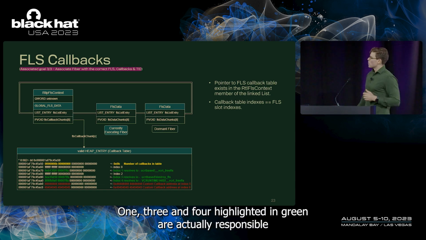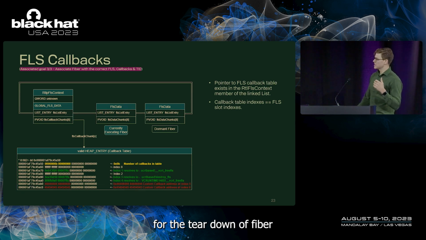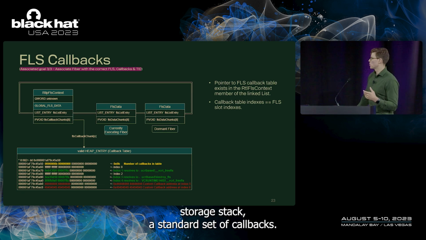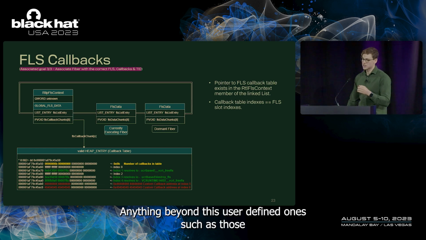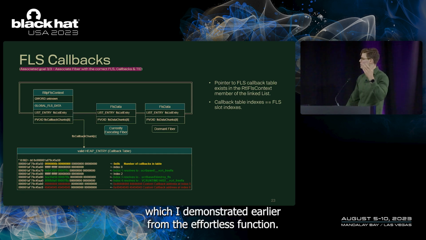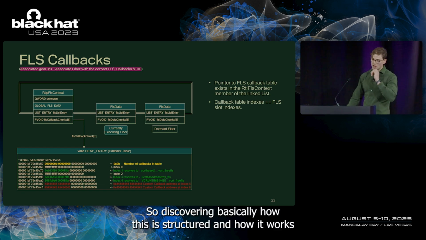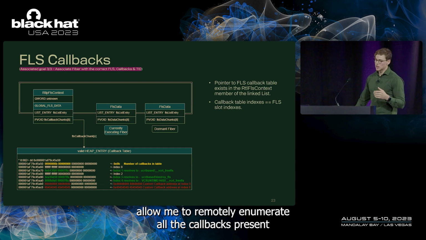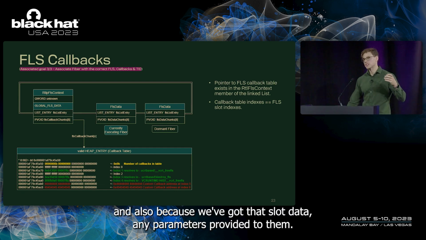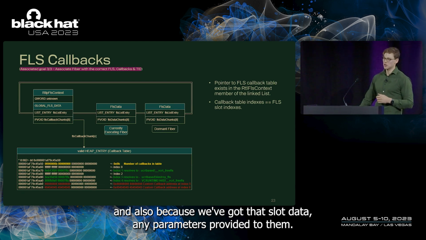Indexes 1, 3, and 4, highlighted in green, are actually responsible for the teardown of fiber local storage. So they're like a standard set of callbacks. Anything beyond this are user-defined ones, such as those which I demonstrated earlier from the FLS alloc function. So discovering how this was structured and how it works allowed me to remotely enumerate all the callbacks present, and also, because we've got that slot data, any parameters provided to them.